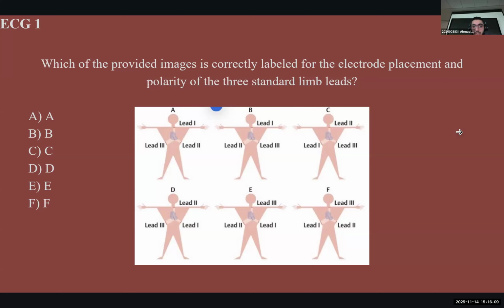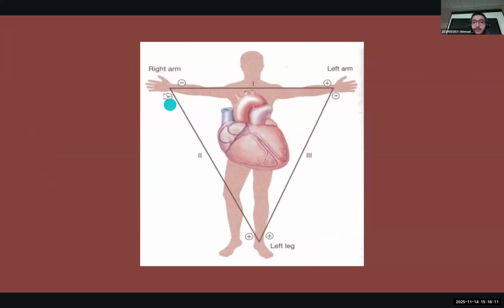Exactly, B. So here's again every lead. On the right arm, we got negative for both leads. So for the first lead, you got negative, then positive, then negative, and then your left leg positive. And then for the third lead, you got negative on your left arm and then positive on your left leg. Okay? Does that make sense? Next question.